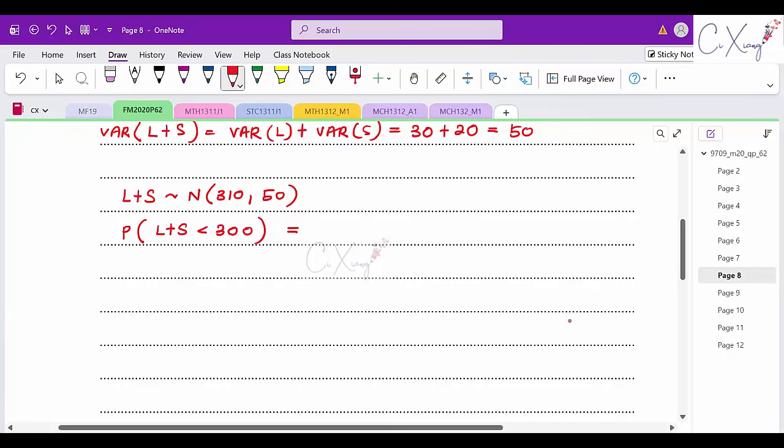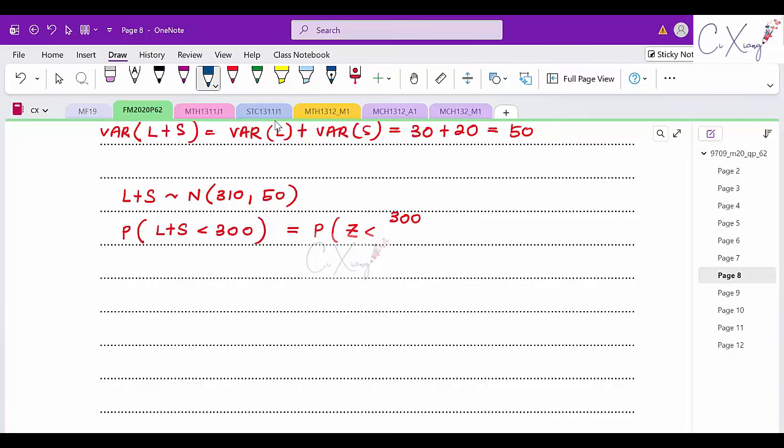To calculate the probability, since we know that L plus S is normally distributed, I have to change it to Z. So how to change it to Z? You take the value minus the mean. What's the mean? 310, right? Divided by the standard deviation. What's the standard deviation here? It should be the square root of 50. And what do you get for the value of Z in this case? You have Z smaller than negative 1.414.